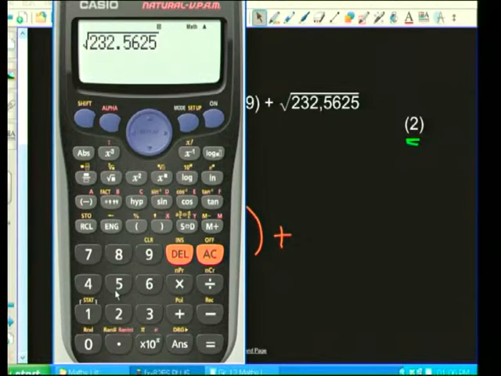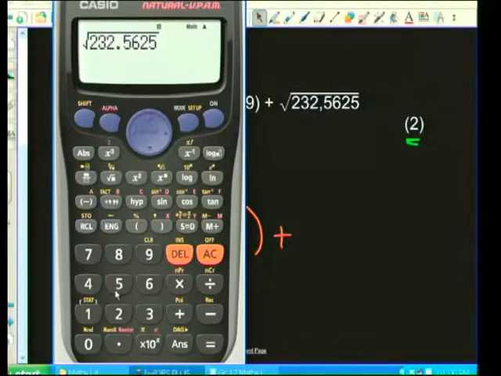232,5625. Now, remember, you need to practice with your calculator, the calculator that you're going to be taking into the exams, because different calculators work in different ways. Some calculators, you might need to put a bracket around a number that you're square rooting. Some calculators you don't. So you need to practice with your calculator. You need to ensure that you know exactly how it works and when you need brackets and when you don't. So practice kind of makes perfect.